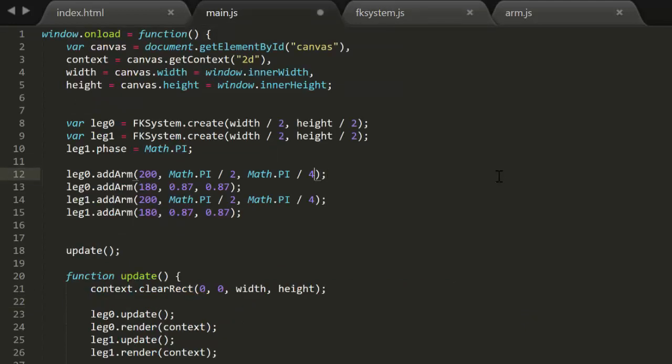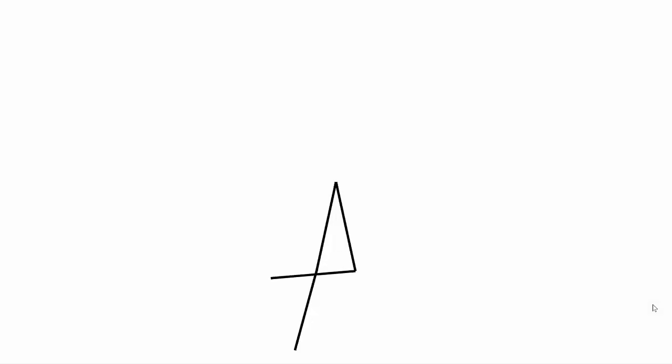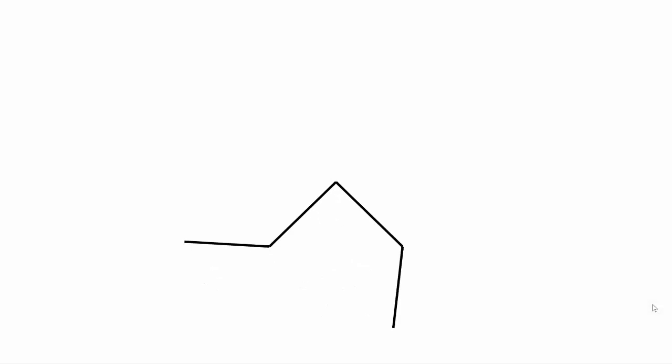Now when I add the arms to each system, I'll specify 0 for the first arm and minus 1.5 for the second arm. This will put the lower segment a bit behind in the cycle, so it's still in the process of kicking out when the upper segment reaches its full forward movement. I'll do that for both legs. And here's what we have. This is starting to look good.